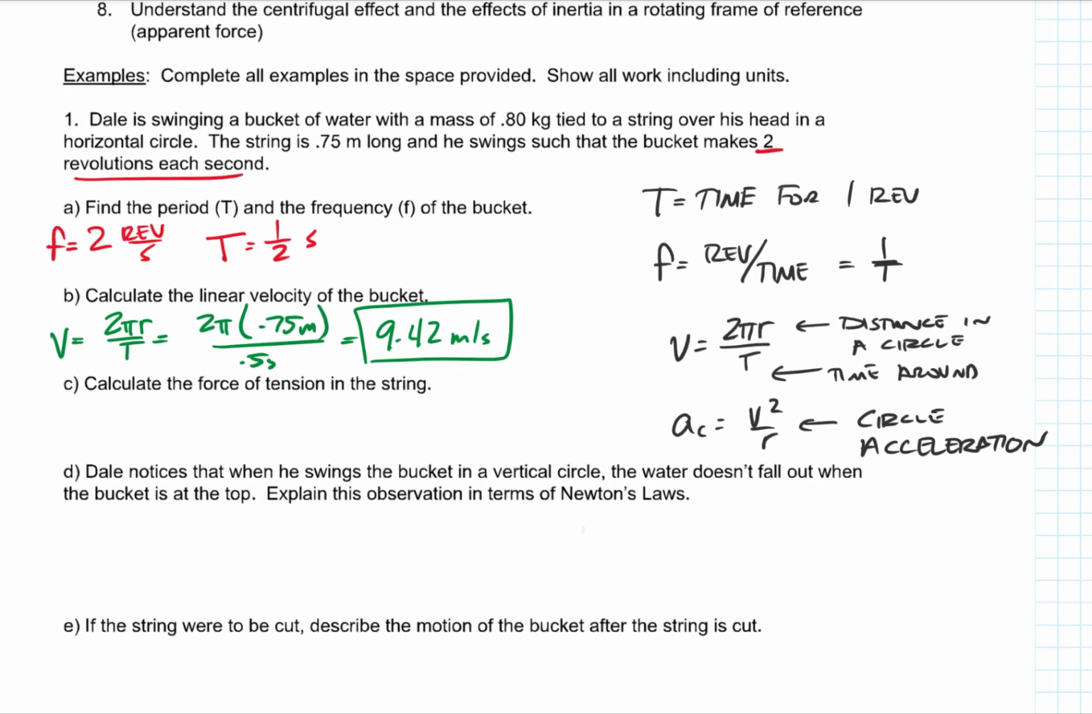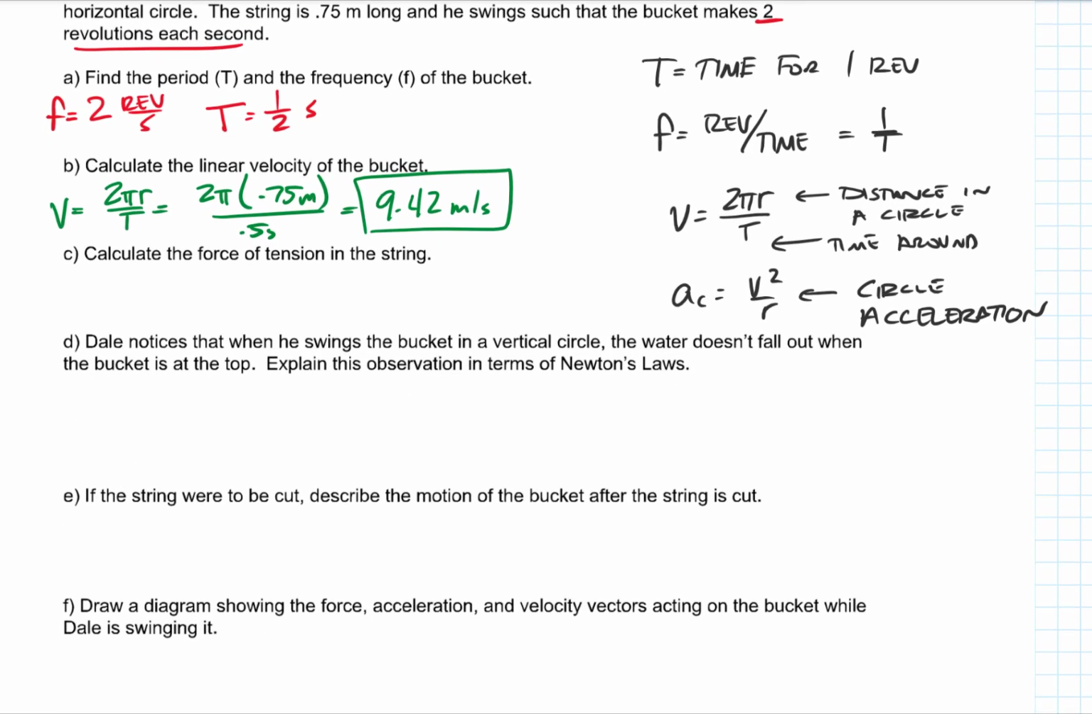Now I want the force of tension in the string. Now we haven't talked about force yet, but if we're in a horizontal circle, the net force is just the tension. That's the only force acting on my object. And that's also equal to mass times acceleration. But the acceleration I have is centripetal acceleration. So that tension is going to be equal to the mass times the velocity squared over the radius. Because I'm moving in a circle, that's the acceleration I have.